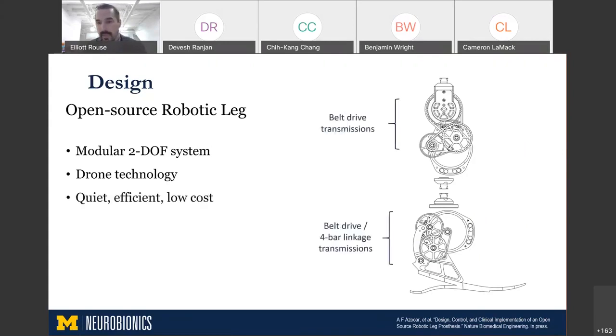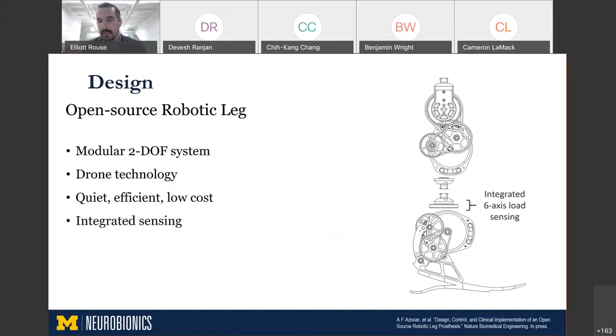We use belt drive transmissions because we have such a low transmission ratio. And we chose belt drives because they're quiet, efficient, and low cost. So they don't have long lead times associated with different manufacturers of precision machine components.